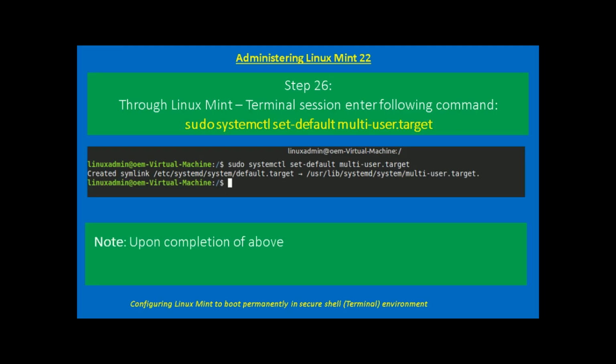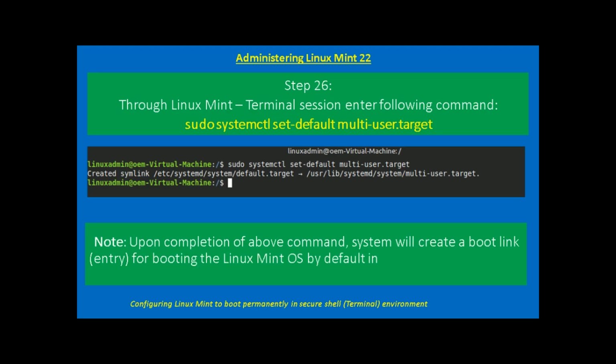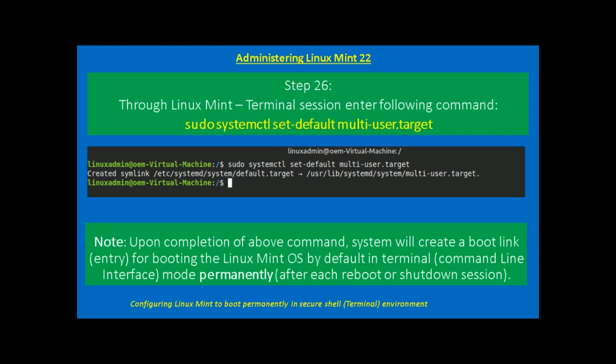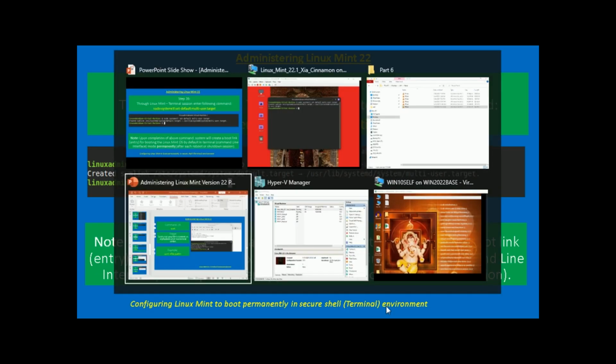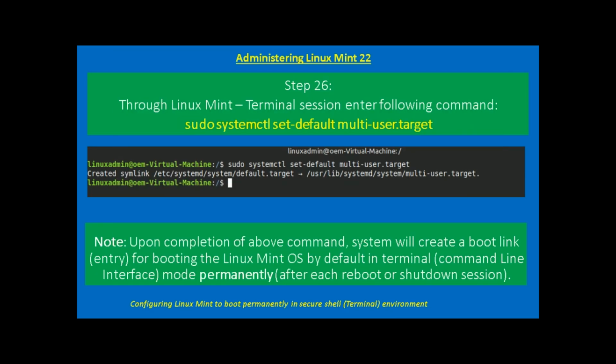Note, upon completion of the above command, the system will create a boot link, or you may call it an entry, for booting the Linux Mint OS by default in terminal, that is command line interface mode, permanently. That means after each reboot or shutdown session. Okay, so now let's see what our next step can be.